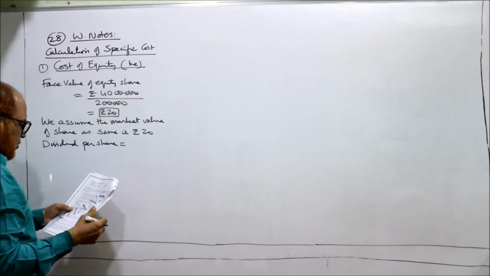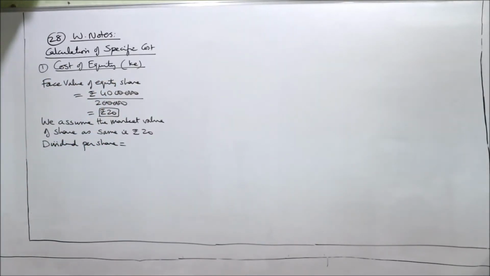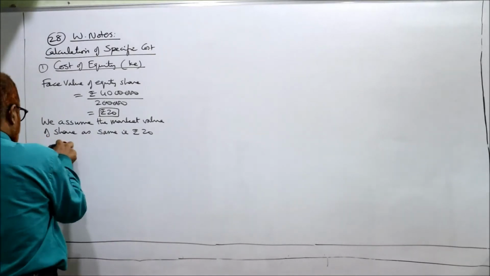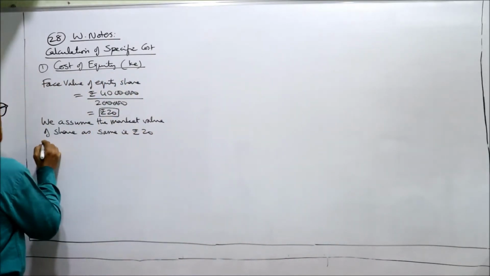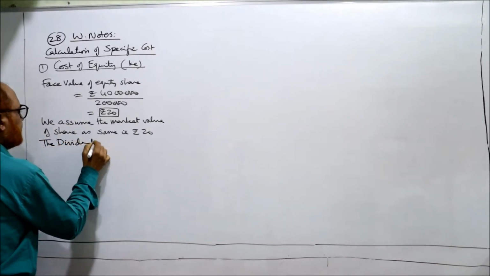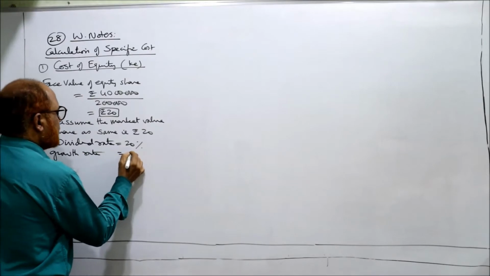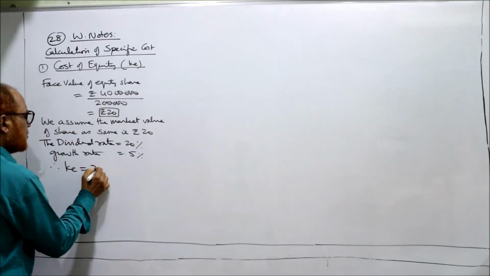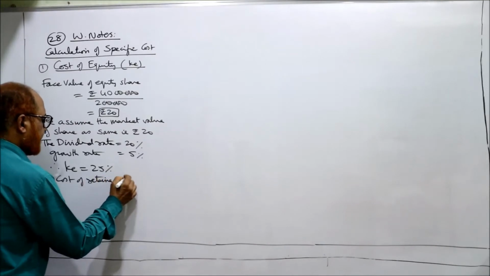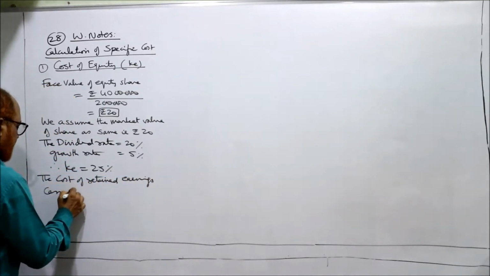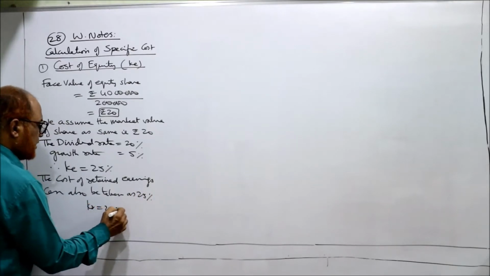So the cost of equity is equal to the rate of dividend plus growth rate. We can directly take the dividend rate as 20%, growth rate as 5%. Therefore, KE is equal to 25%. The cost of retained earnings can also be taken as 25%. KR is equal to 25%.